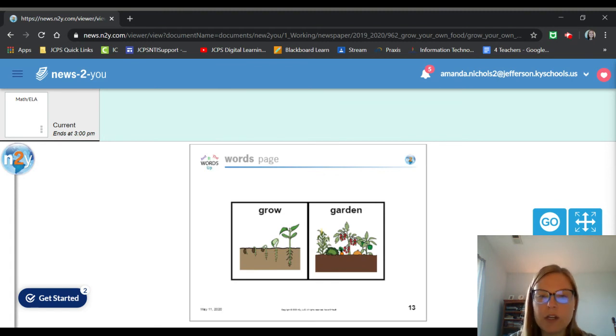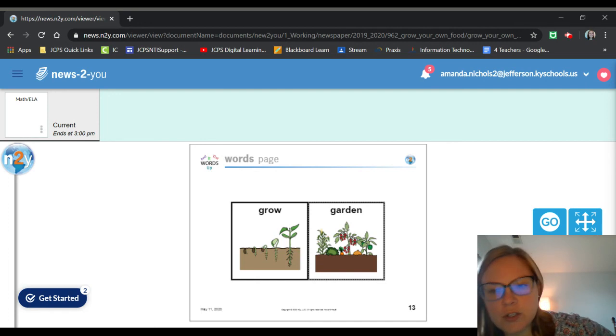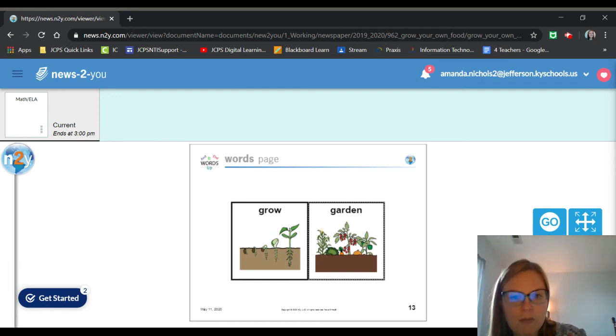So, and then our words for this lesson are grow and a garden. And this is really connected to our life skills lesson this week because this has our recipe in it. So if you all can, make sure that you do the recipe with your family. Again, just kind of modify it however you need to with what you have at home.